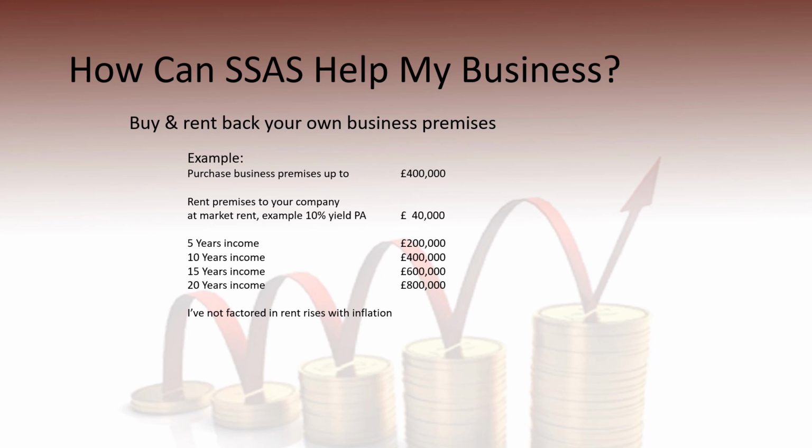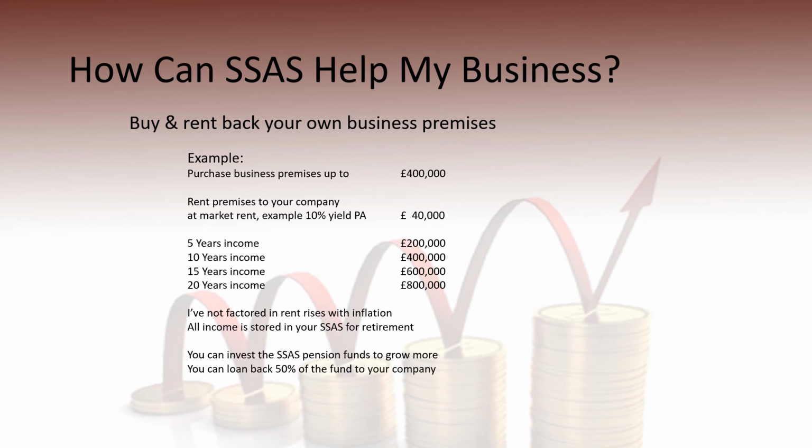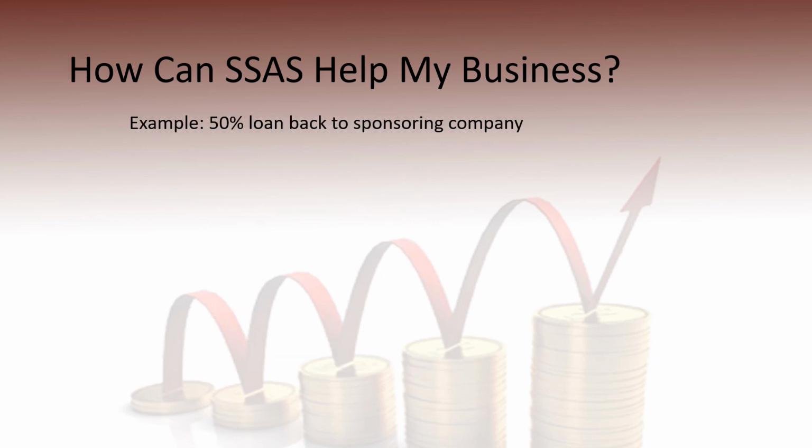But I've used an easy example of, in 20 years, you would have been paying £800,000 out of your business to a landlord and it will have disappeared. Whereas buying a business premises and renting it from your SSAS, that 800,000 is sat there for your retirement. And in the meantime, you would have been investing it. So you can invest your funds to grow it more, in various ways, or you can loan 50% of it back to your company to help your company grow. So it's like a cycle. It's absolutely fantastic. Very, very powerful.